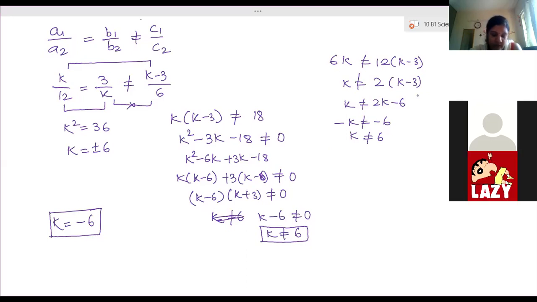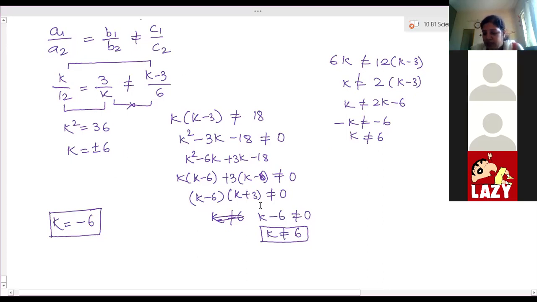Okay, ma'am. Clear? Yes, ma'am. For no solutions you have to do this. When you are solving one, you get the two values. Then you have to check for the actual answer. Ma'am, if we didn't get two values, like in some other questions, we have got only one answer as K. But still we have to show that K is not equal to something, right?